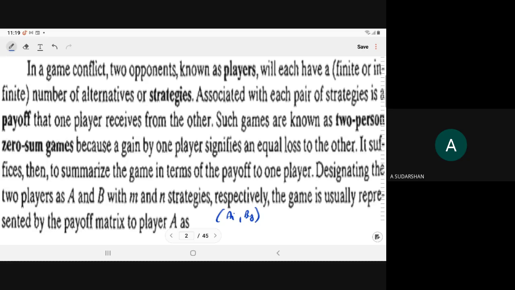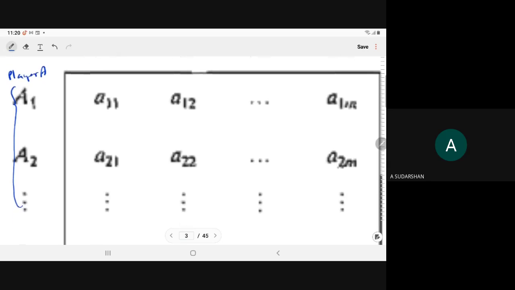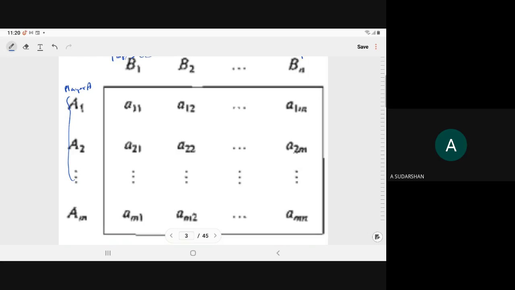Designating the two players as A and B with m and n strategies respectively, the game is usually represented by the payoff matrix of player A. So generally we write the payoff matrix for player A whenever we have two players, A and B, having a finite number of strategies, maybe infinite also, but here m strategies and n strategies respectively. So how can we write the payoff matrix? This is the way to write it. On this side we have the alternatives of player A, and on this side the alternatives of player B. Let's say that player A has a total of m strategies and player B has a total of n strategies.